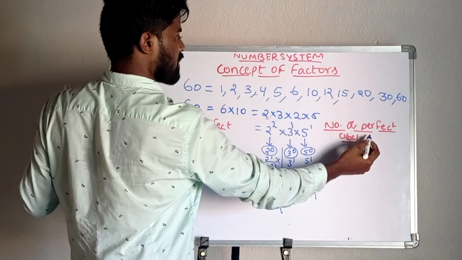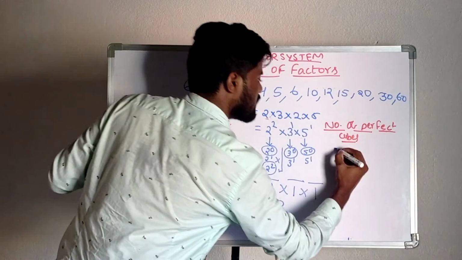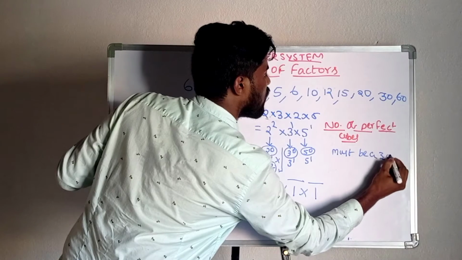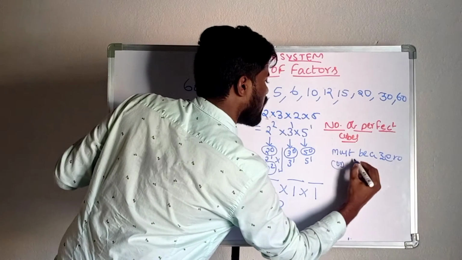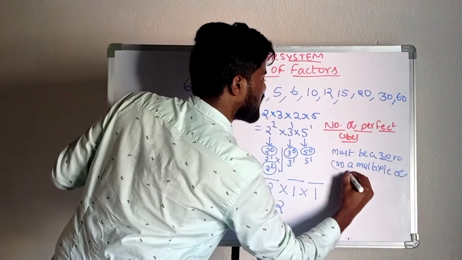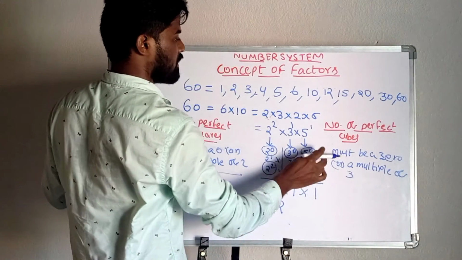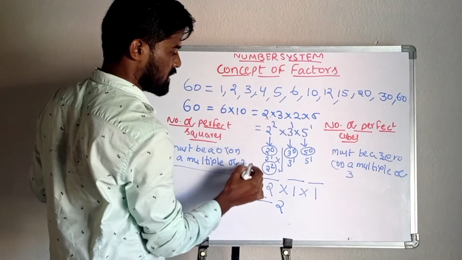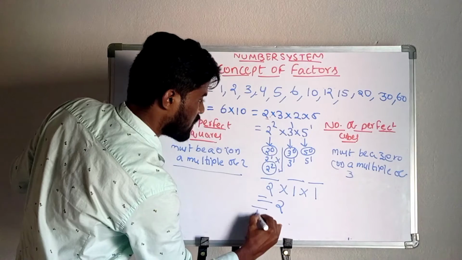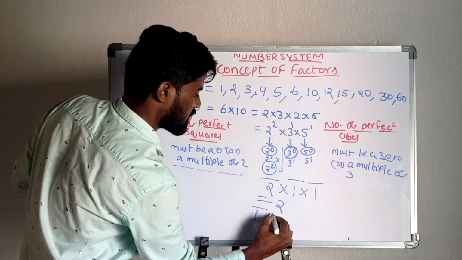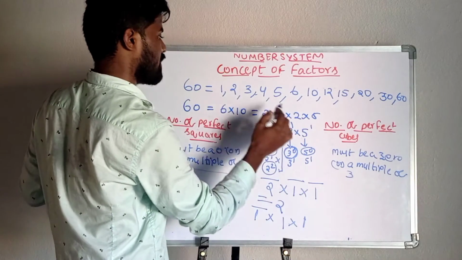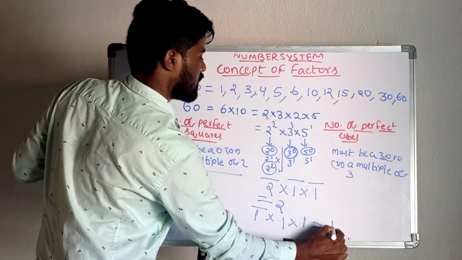Now to find number of perfect cubes, we have a condition, that is the power must be a 0 or a multiple of 3. Now we will check how many factors satisfying these conditions. Here only one factor, 1. Here also only this factor satisfying, 1. Here also 1. That means total number of perfect cubes in factors of 60 are 1.